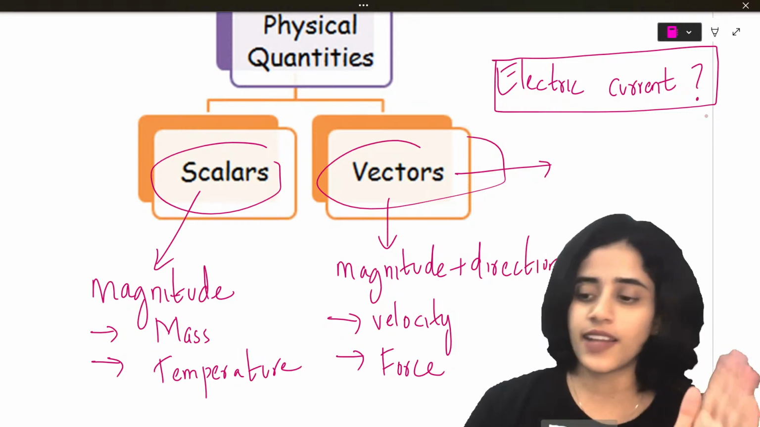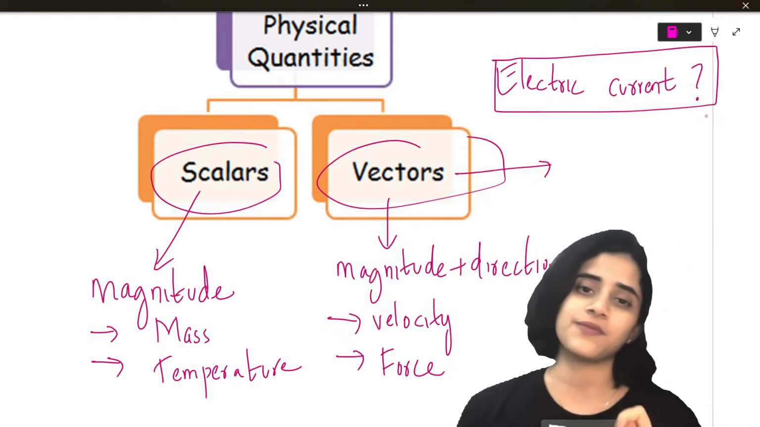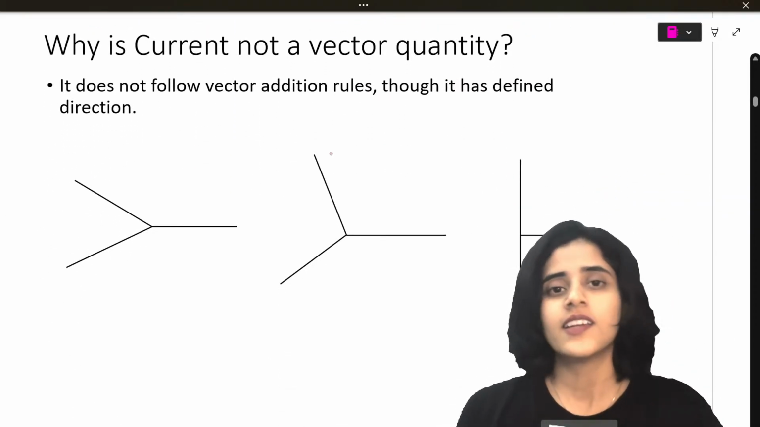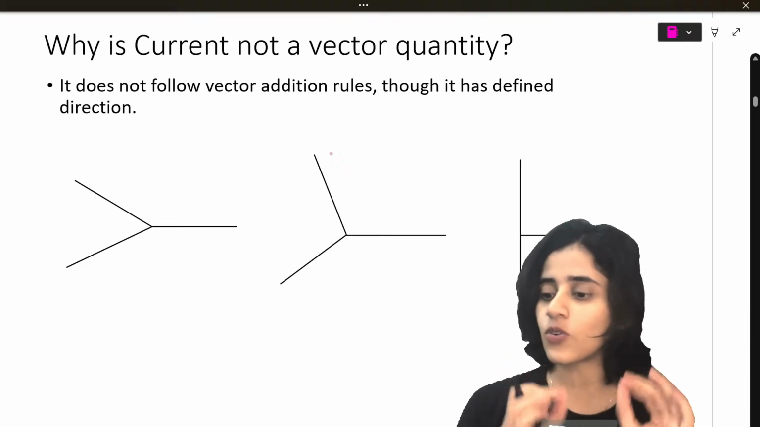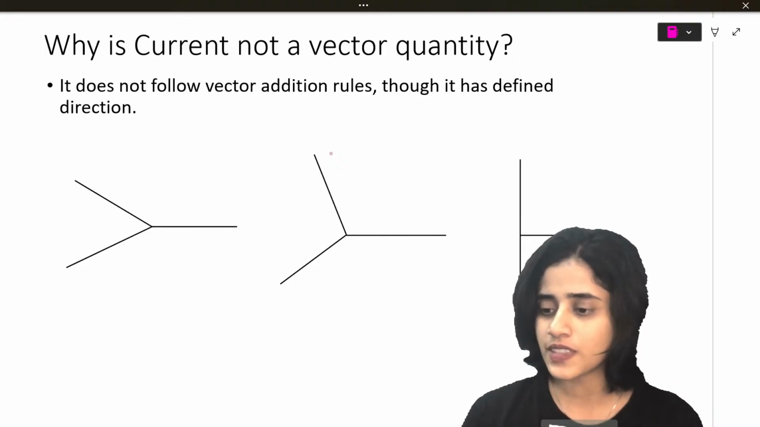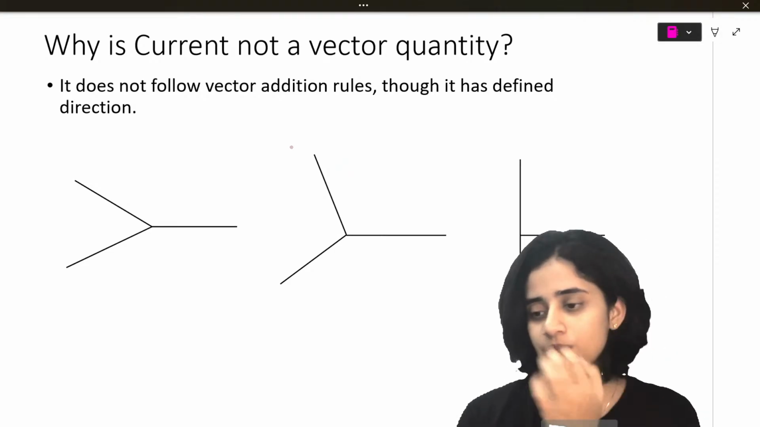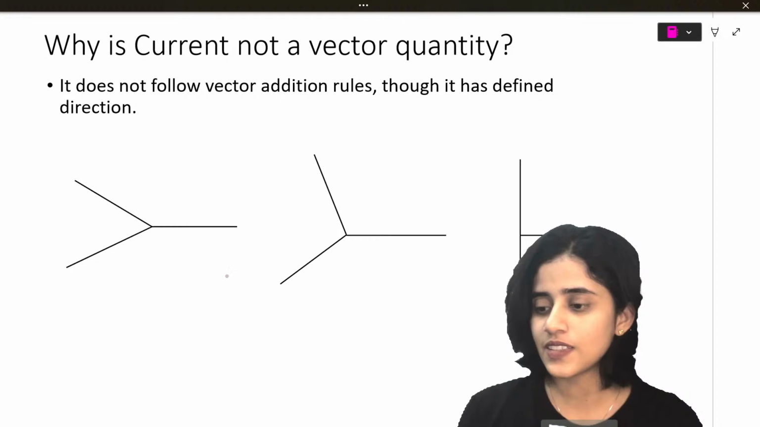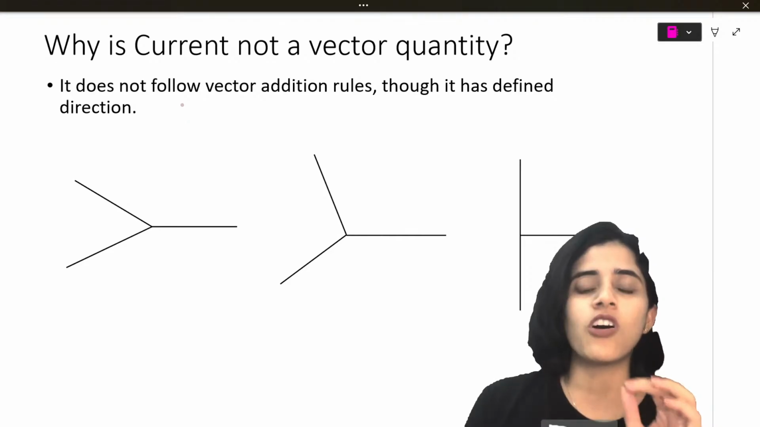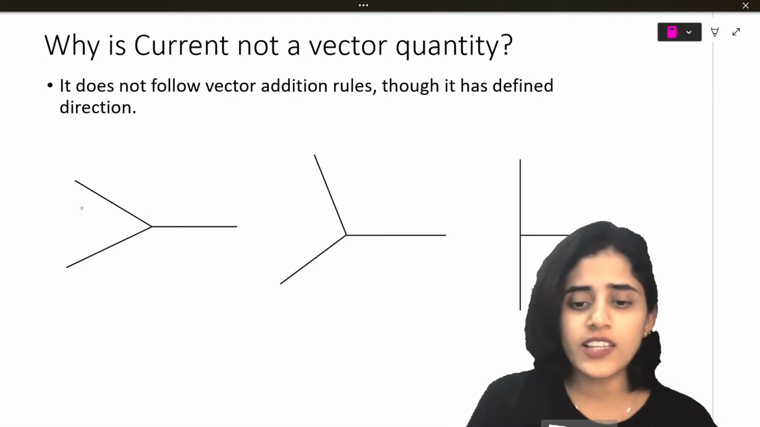Rekha and Manju have said that electric current is a scalar quantity. Obviously, your answer is correct. Electric current is a scalar quantity. But why is it not a vector quantity? Very good, Tanushree. It's a scalar. It is not a vector quantity because it does not obey the rules of vector addition or vector subtraction. So let's look at some examples.